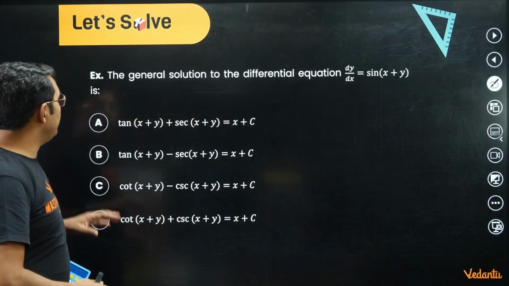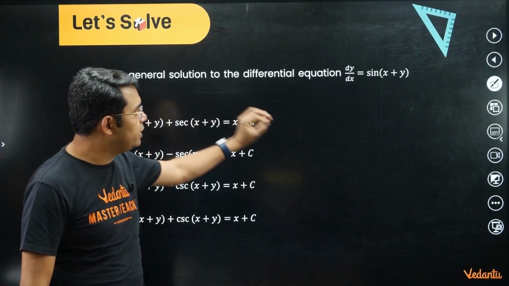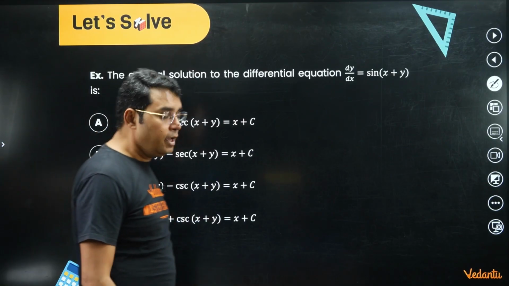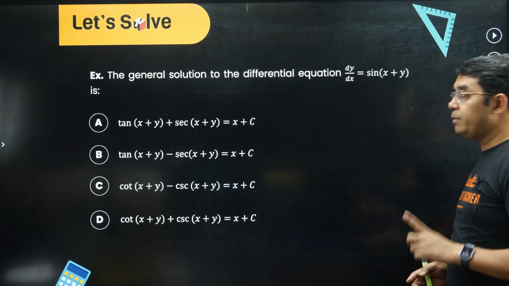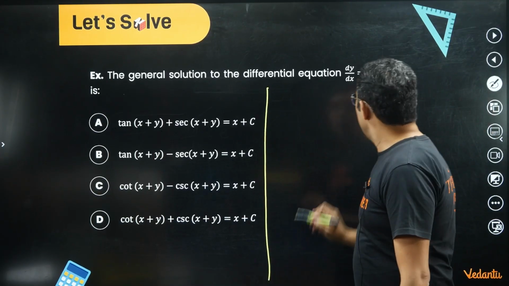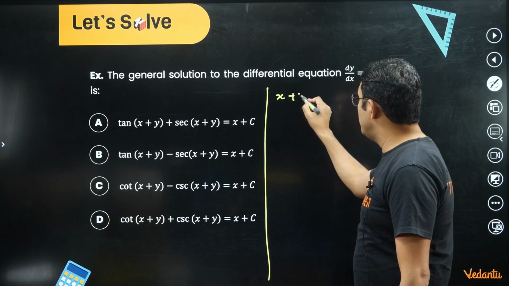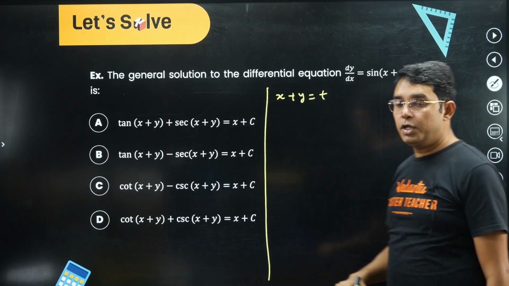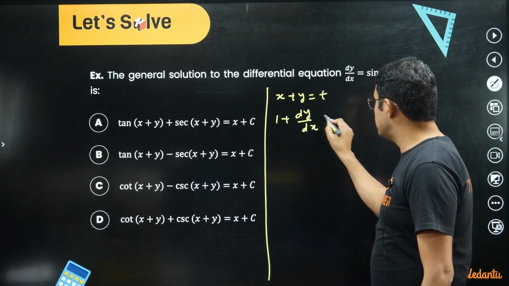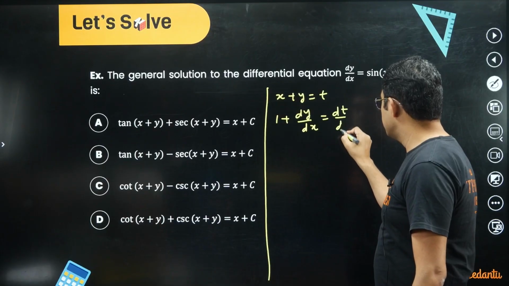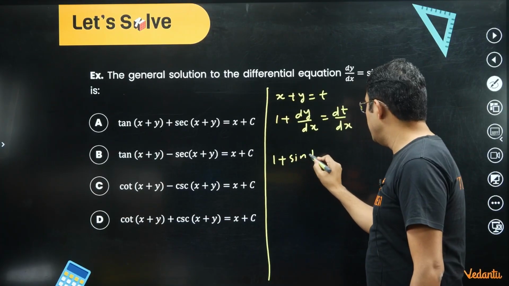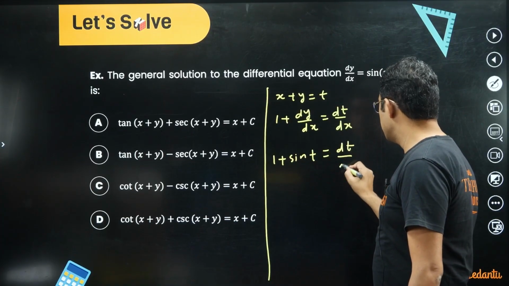Coming to this question, here we are asked the general solution of the differential equation dy upon dx equal to sine of (x plus y). Again, this question is variable separable but not directly reducible to variable separable. Now in this question what we can do, we will be taking x plus y is equal to t. So derivative of this will become 1 plus dy upon dx with respect to x is equal to dt upon dx. Now dy upon dx means it is sine t. So 1 plus sine t is equal to dt upon dx.